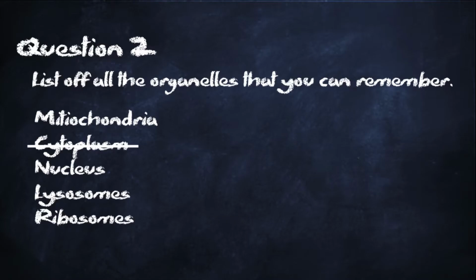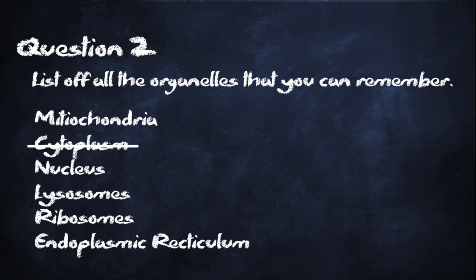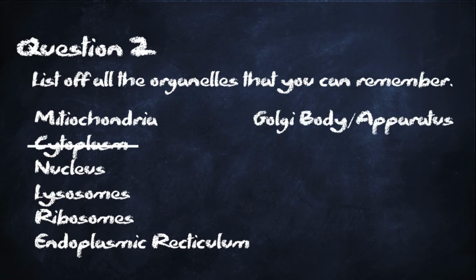All right, go ahead and look at your sheet and read them out. There's the rough ER, the smooth ER. There's the Golgi apparatus or Golgi body. Any other organelles on there? I think that's all the ones I have on here. And there's more, of course, but they're just keeping it pretty basic.